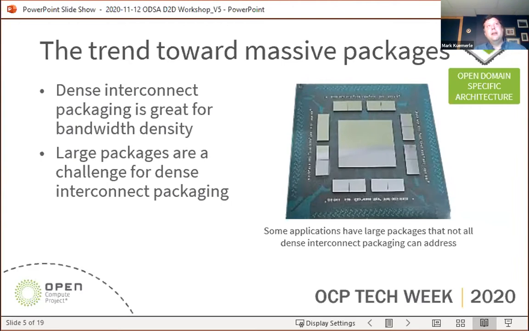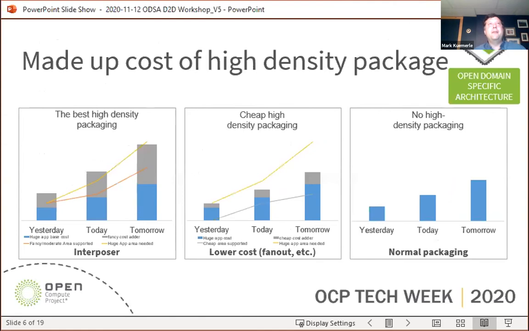So looking at this experience, I made some complicated graphs, which I'm, maybe fortunately or unfortunately, known for in ODSA, and really wanted to look at these challenge-driving applications and the area that they need for a high density interconnect on different packaging technologies. So I made up a formula for coming up with cost for high density packaging, and this is not perfect, but I think it's a good approximation, and looked at what the applications that are really driving the most complicated packages need in terms of area. So I looked at yesterday, today, and tomorrow.